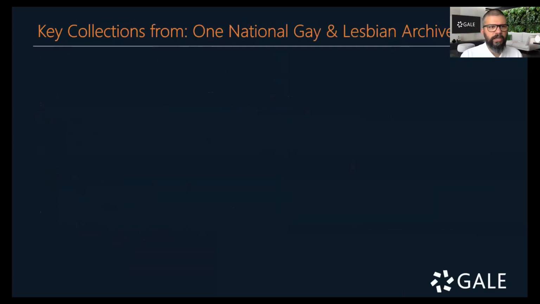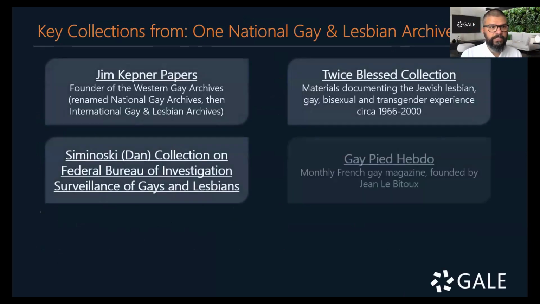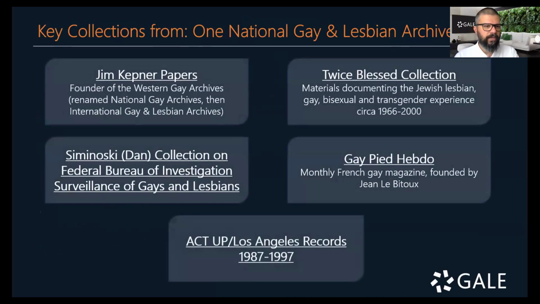Now, the key collections you can see over here, this is actually from the One Nation and Gay and Lesbian. There's some key collections over here. The Jim Kipner papers essentially contains autobiographies, nonfiction books, essays about the gay and lesbian community. The Simonowski collection looks at Dan Simonowski, the person who collected a lot of this information under the Freedom of Information Act, I think for a lawsuit that he was working on, if memory serves me well. So all of that content that he collected is part of this particular collection.